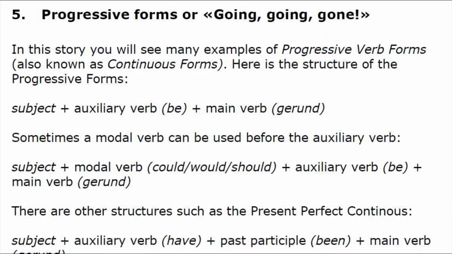Progressive forms, or Going, Going, Gone. In this story, you will see many examples of progressive verb forms, also known as continuous forms. Here is the structure of the progressive forms: subject plus auxiliary verb be plus main verb gerund.